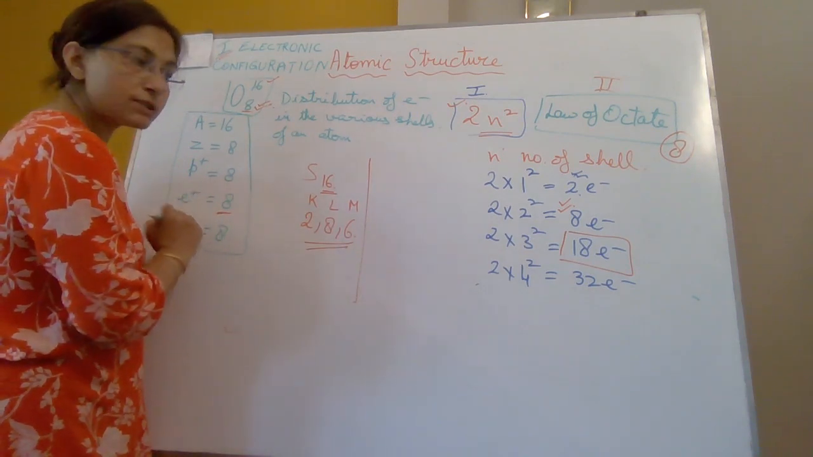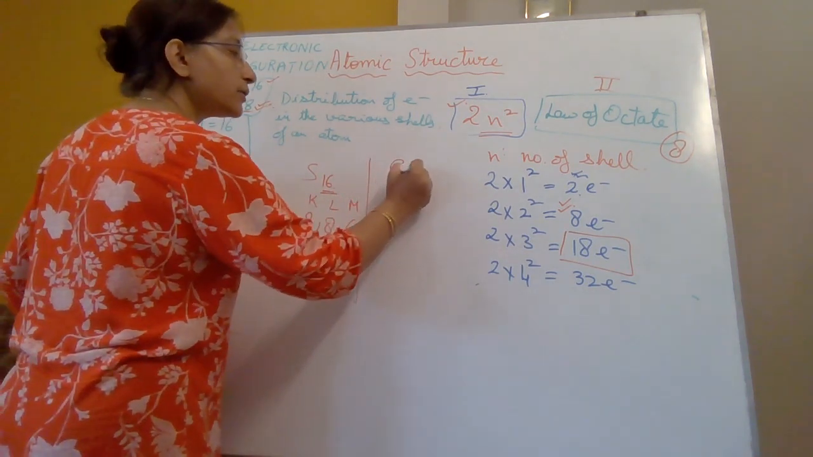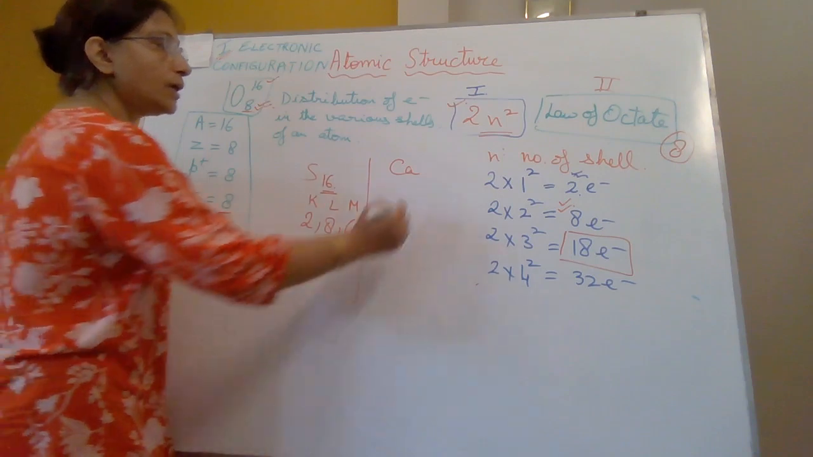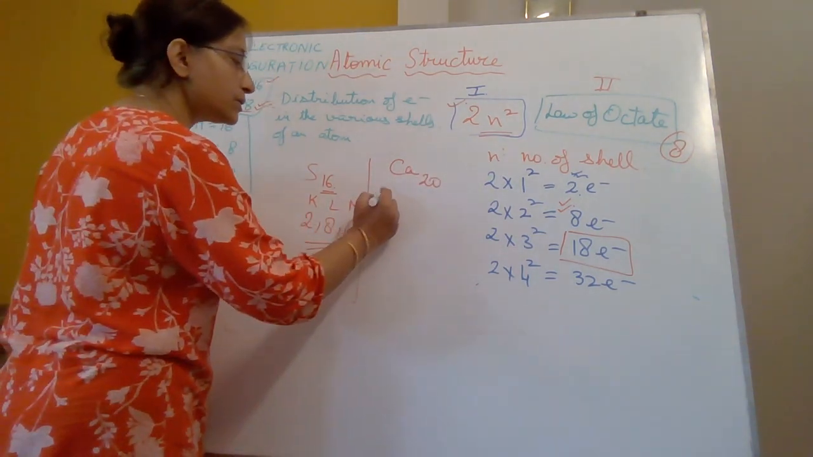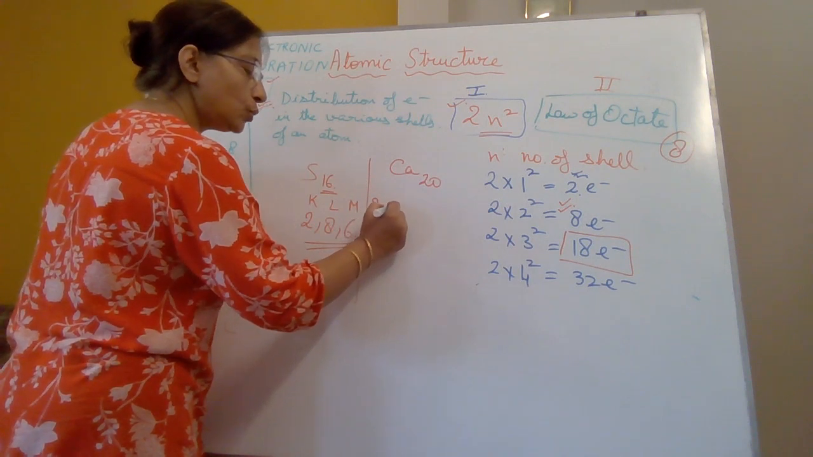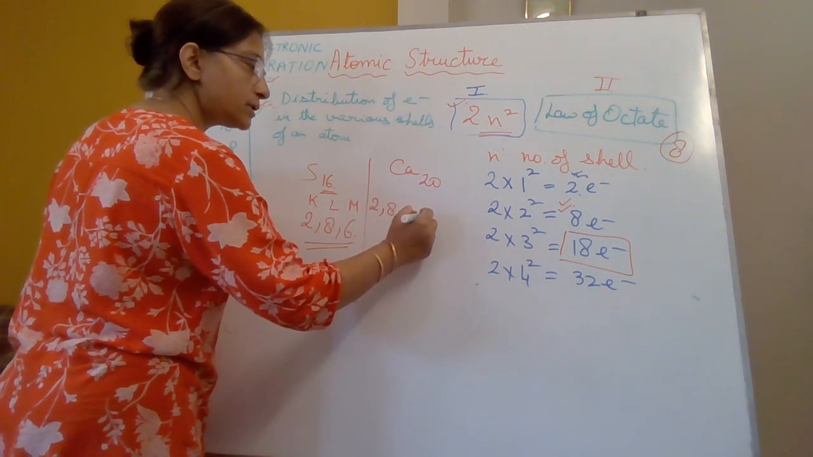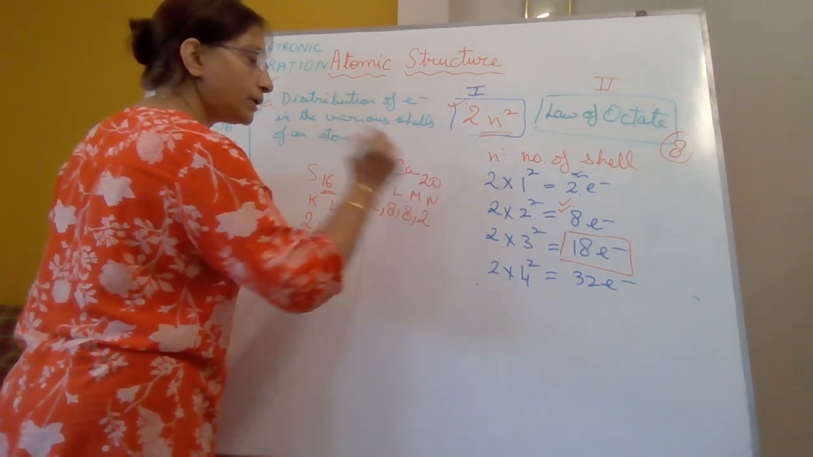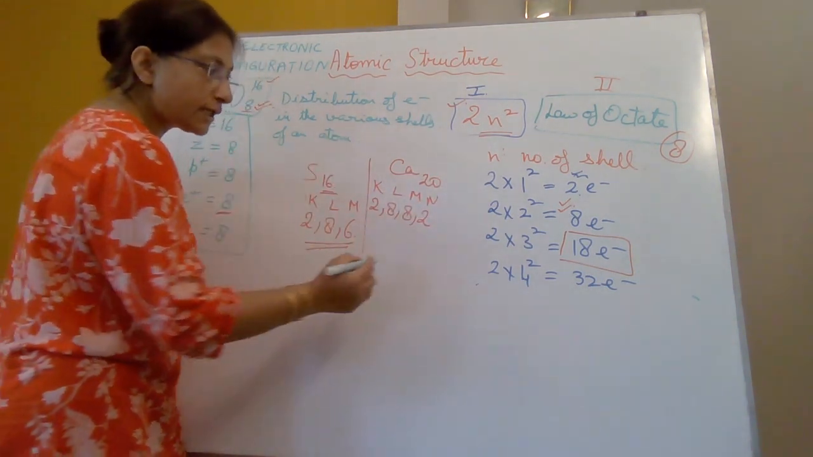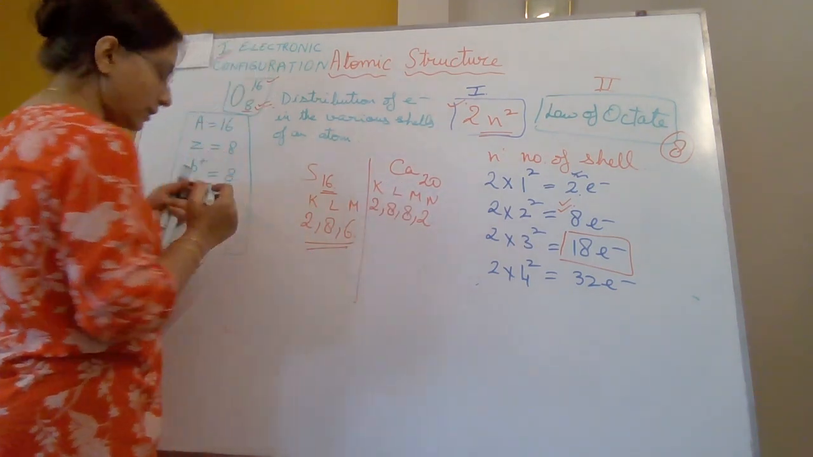Now in contrast, let us have a look at the configuration of calcium. Here the atomic number is 20. What will be the configuration? That is going to be 2, 8, 8 and 2. K, L, M, N. The basic confusion comes here in the M shell.